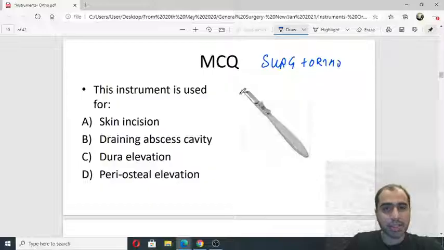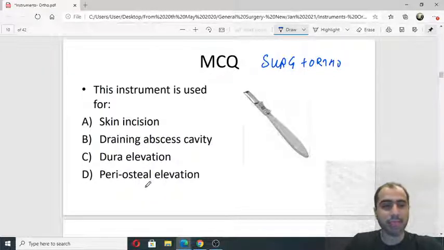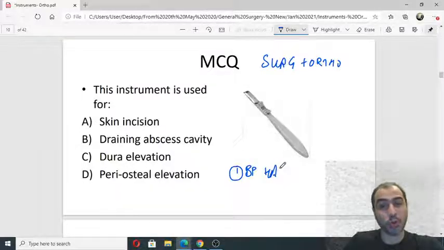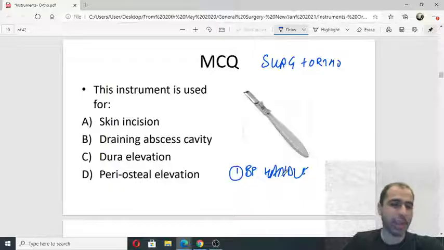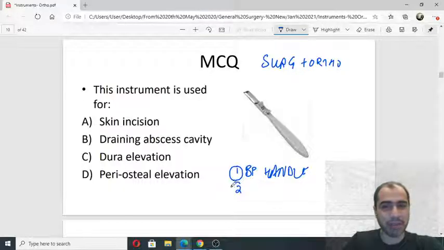Yeah, this is used for skin incision, draining abscess, elevating the dura, or elevating the periosteum. Please understand, just because I am talking about ortho, first I am a surgeon, so don't jump the gun just because you saw, because let me tell you, this instrument could be a BP handle. I hope you know what a BP handle is. Could be. I didn't want to make your life that easy. It could be a BP handle.